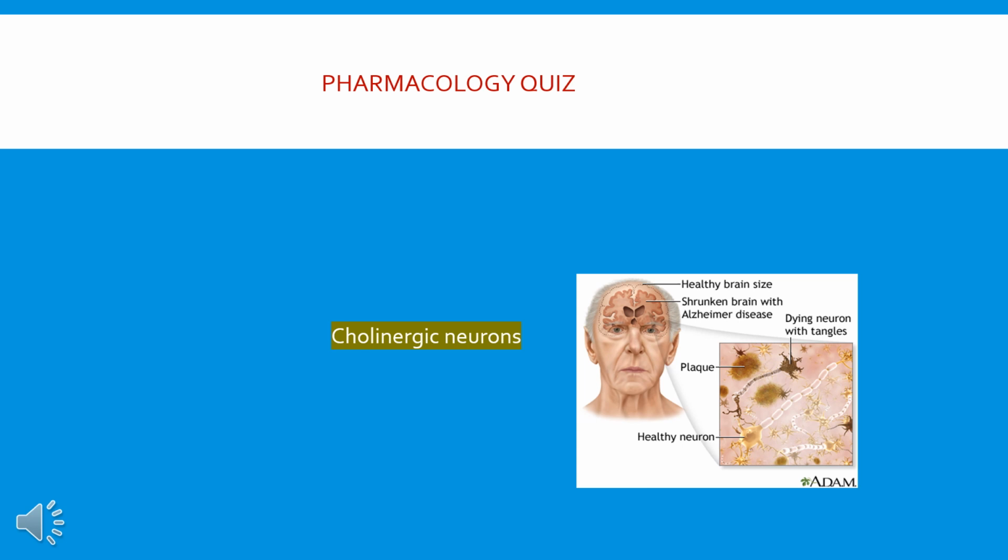And this slide is showing a healthy brain and a shrunken brain with Alzheimer's disease, and it's showing comparison between a healthy neuron and a dying neuron with deposition of these amyloid plaques.